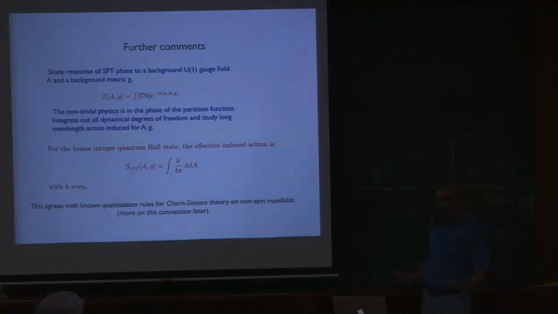So in this particular example, let's ask what happens if we study the response of this SPT phase to a background U1 gauge field and a background metric. So we had the original B fields, and then we do a path integral over the action of the B fields, but with a background A field and a background G. A background probe field A, in addition to the background external magnetic field, and then a background metric which we allow to be arbitrary.